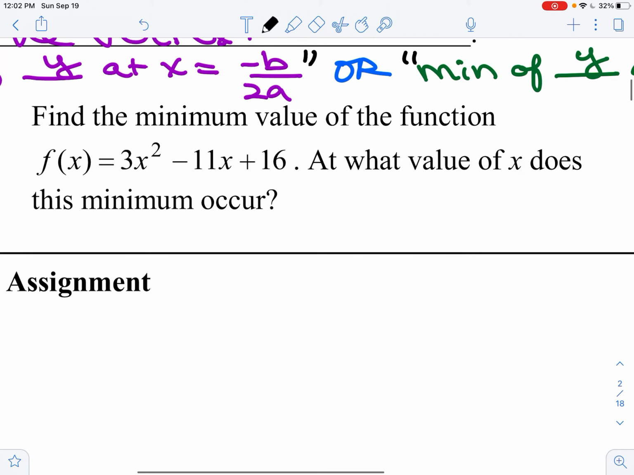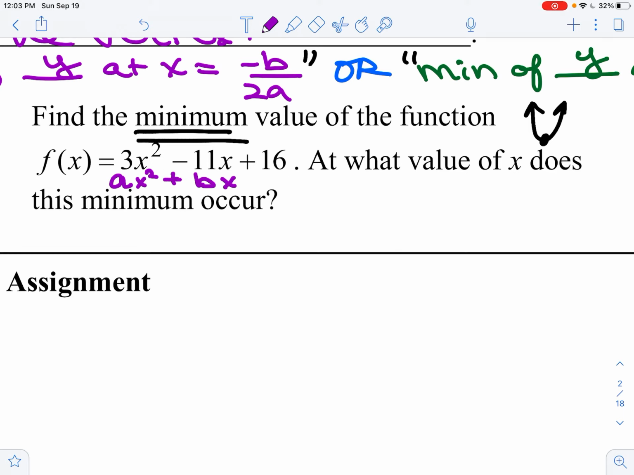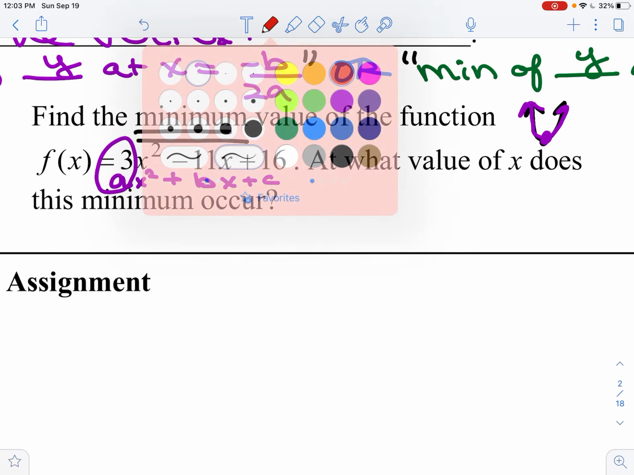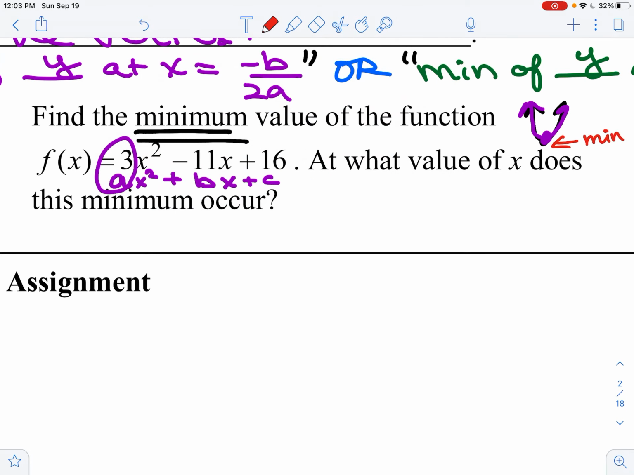So let's go ahead and do an example. Let's find the minimum value. If they're finding a minimum, that's automatically telling me the graph is going to look like this, right? And let's see if it does. We know this is going to be ax squared minus bx, or plus bx plus c. So I know my a value is 3. Because a is positive, we do know it's a happy face. So this is a minimum, and we want to know where that is.